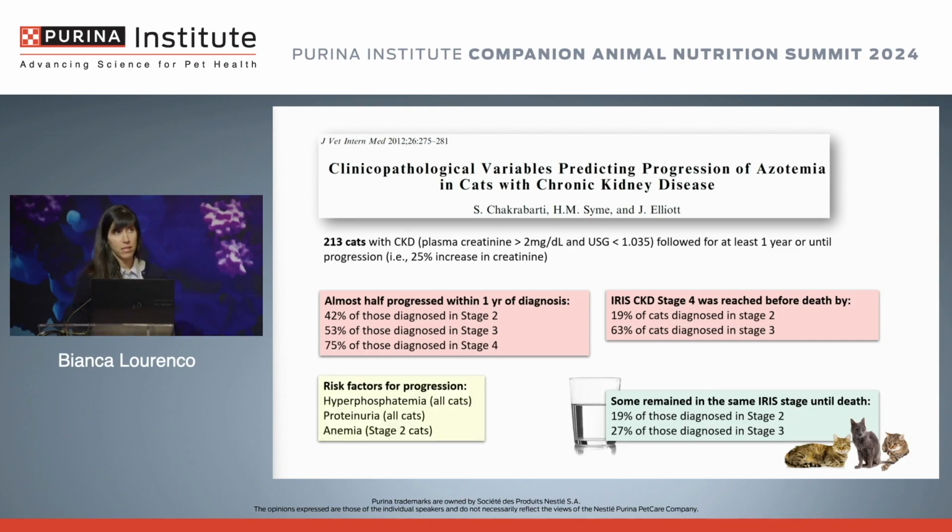Now, what were the risk factors for progression? There were 3 things which we'll refer to in this presentation that predicted progression. 2 of them for all cats. So hyperphosphatemia and proteinuria predicted progression for all cats. And then anemia was predictive of progression for cats in stage 2.